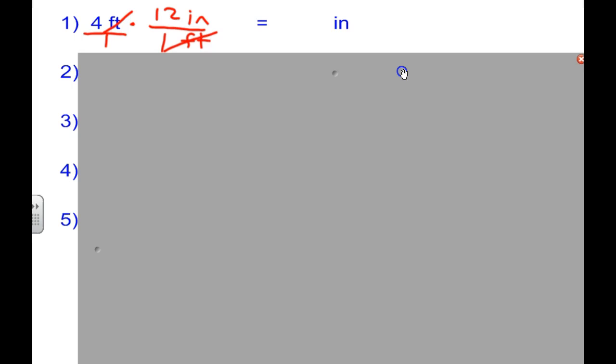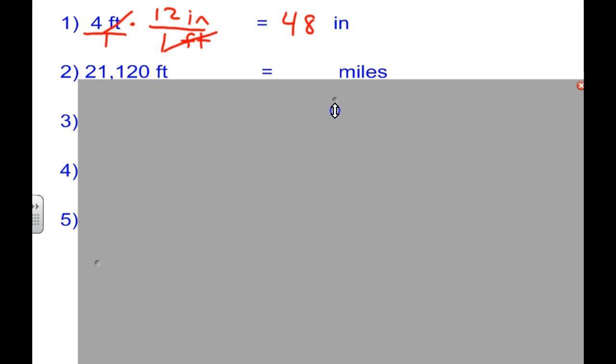And now we simply multiply. 4 times 12 is? 48. And the only units left are inches. Yay! Isn't that nice? But you have to keep your units with you, the words. It tells us how you're measuring, okay?